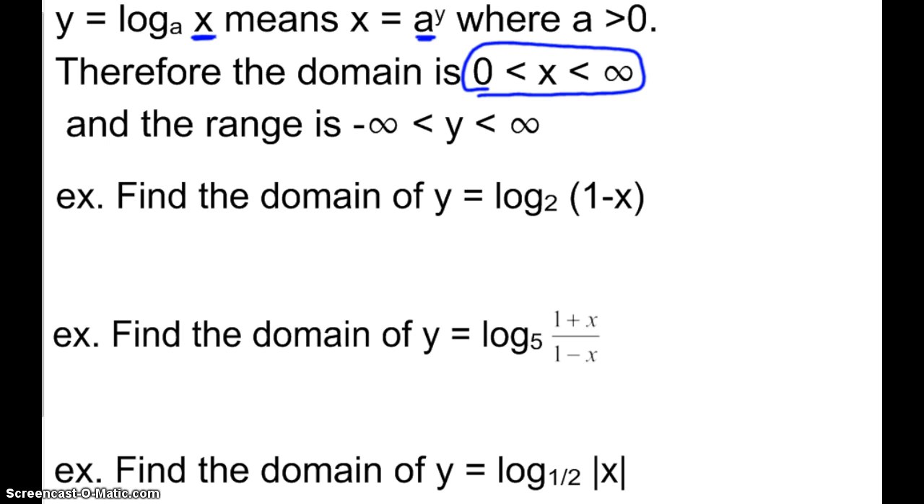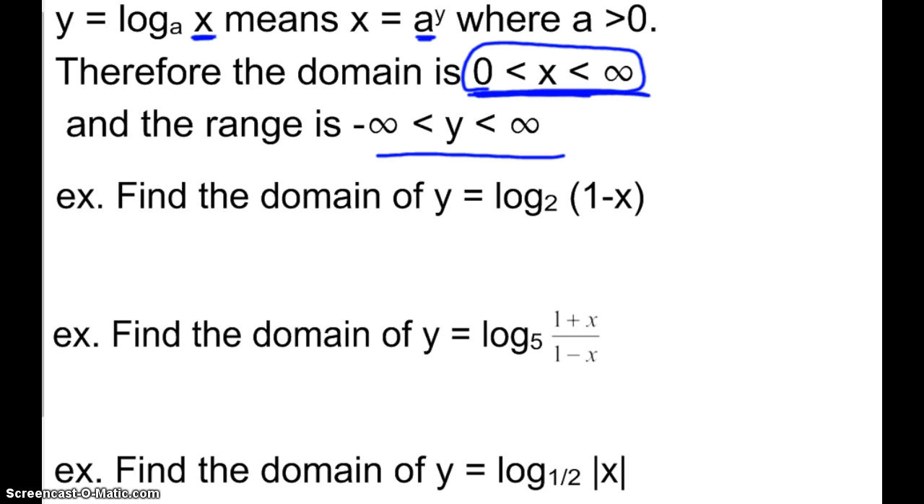The range could be anything. We could let the exponent be negative exponents. If you recall from the other day, we could have negative exponents. We could have fractional exponents. So that could be any real number. But the domain is restricted to just being positive numbers.